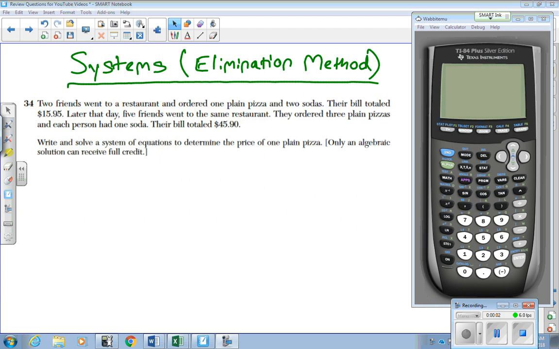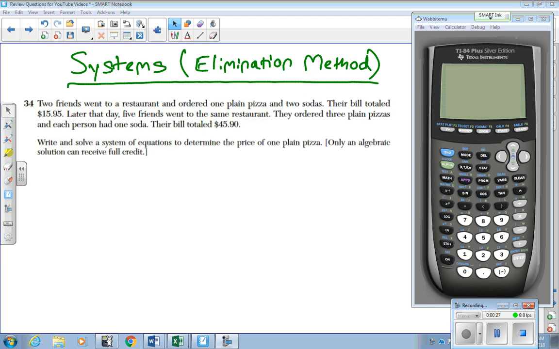Hey everyone, today we're going to look at a systems of equations problem using the elimination method. This question 34 was on one of the previous Regents exams given in New York State. It goes through and talks about friends going to a restaurant ordering different items. One of the biggest things I see people having trouble with is setting up the questions. So we're going to look at this question.